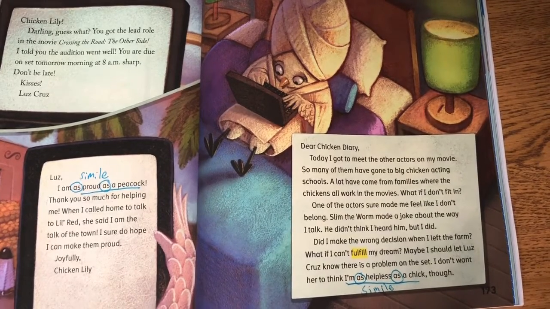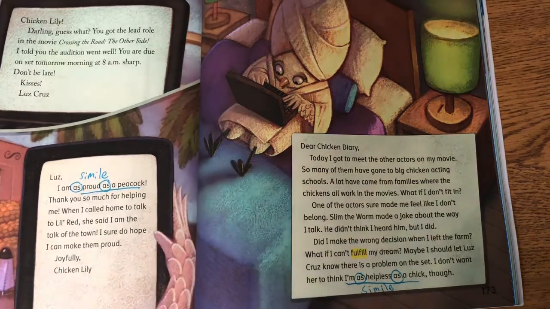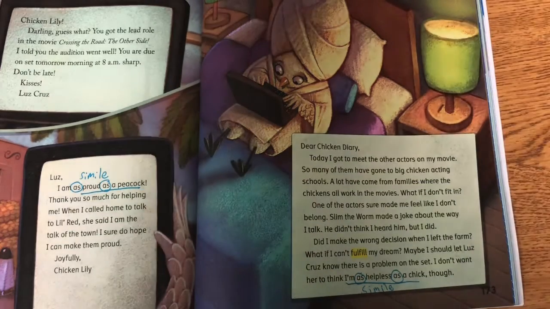So in her diary, Lily compares herself to a little chick who can't help itself. She decides not to let Luz Cruz know there's a problem on the set because she doesn't want her to think that she can't do anything on her own. So those are some of the examples of figurative language that is used in this story.